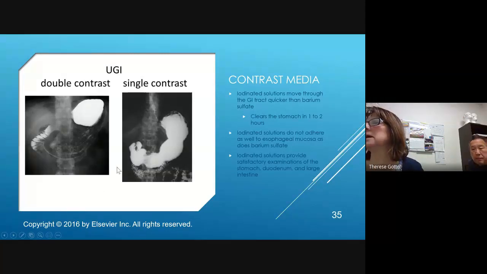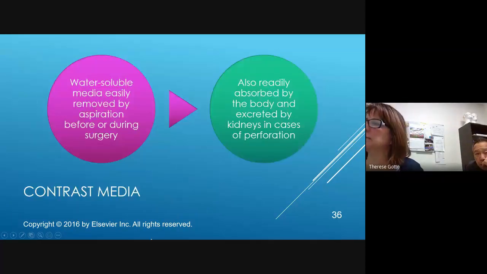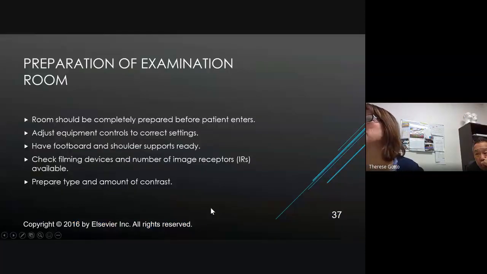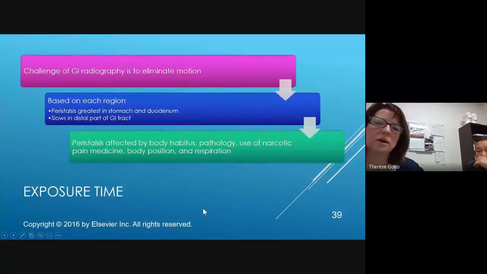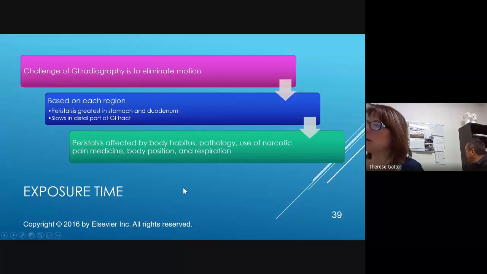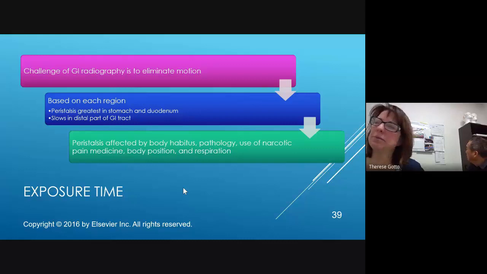Okay, so let's get into upper GIs. It's going to be a single or a double contrast upper. And what are our two mediums for a double contrast? I'm going to blaze through this stuff. What's our other contrast agent in a double? Air. Air, good.